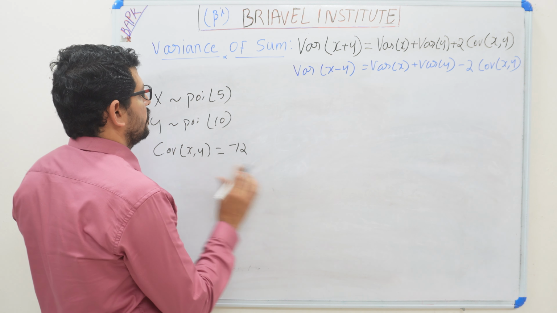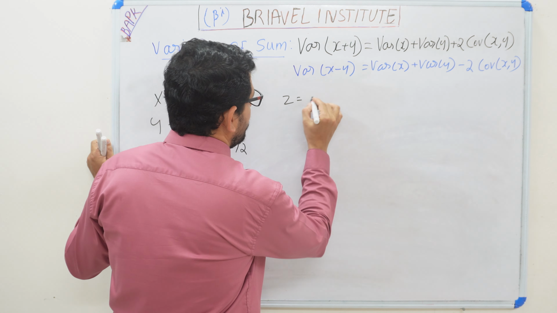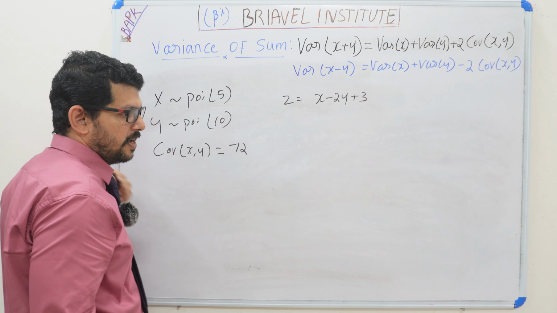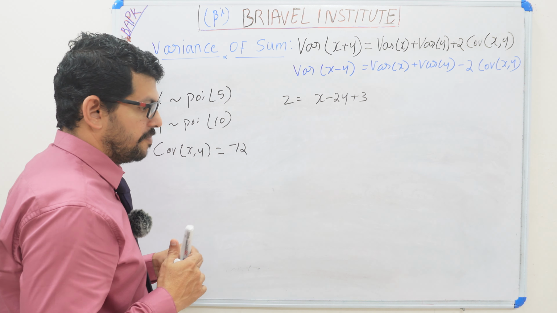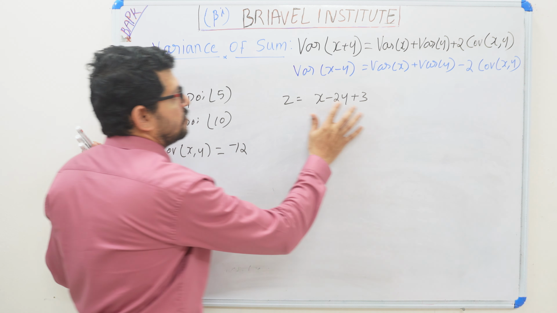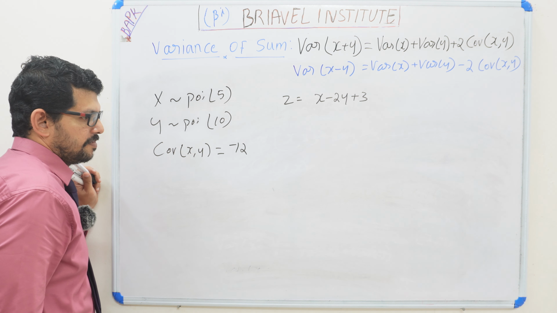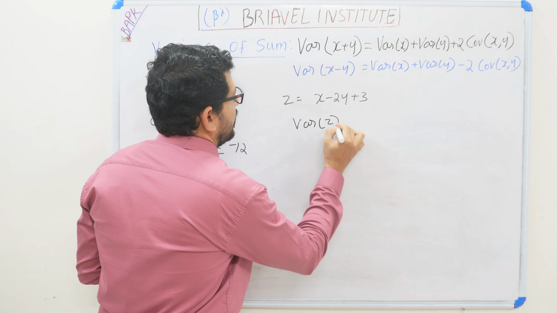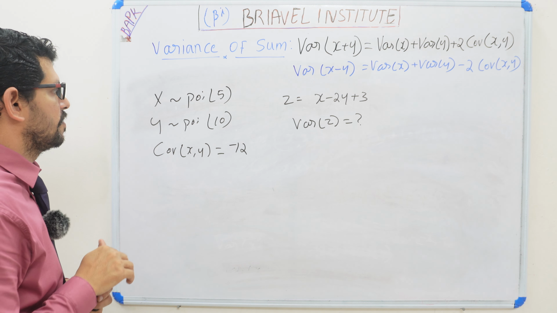Now Z is defined as X minus 2Y plus 3. Z is a third random variable. Z is equal to X minus 2Y plus 3. Calculate the variance of Z. What is the variance of Z? So this is the question.